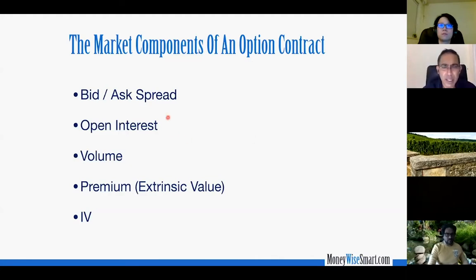Then we discussed the open interest, we discussed volumes, and we discussed the extrinsic value component of the premium. And we will go into depth further. And then we also touched upon the implied volatility. It's outside the scope of today's session, but that's a very important component of an option. And we have dealt with this extensively in our option series videos.